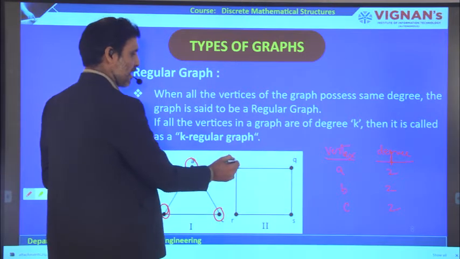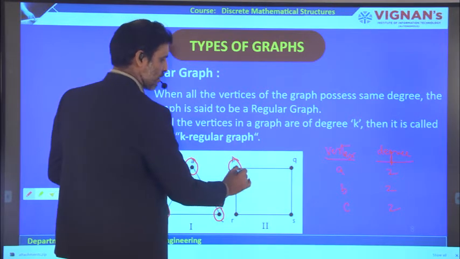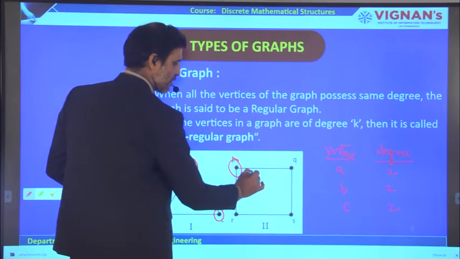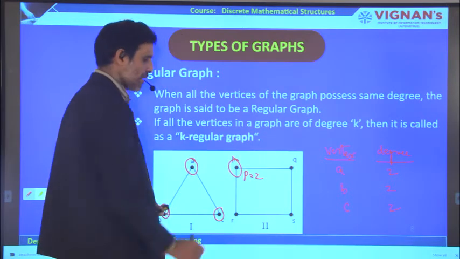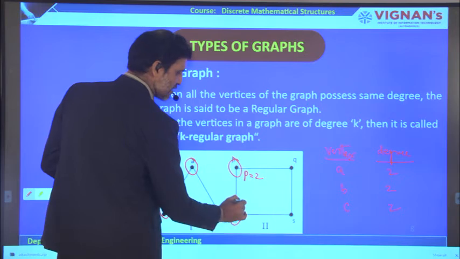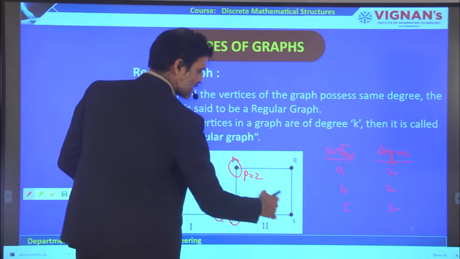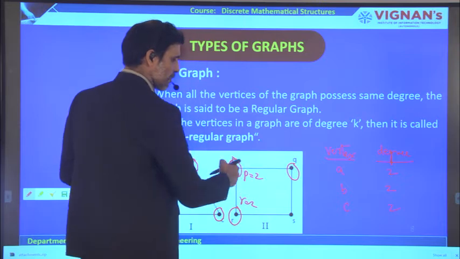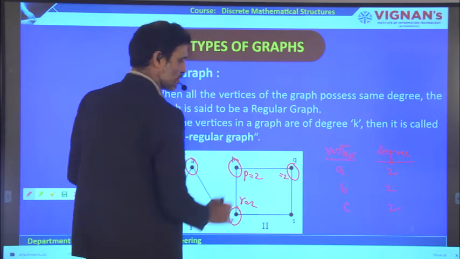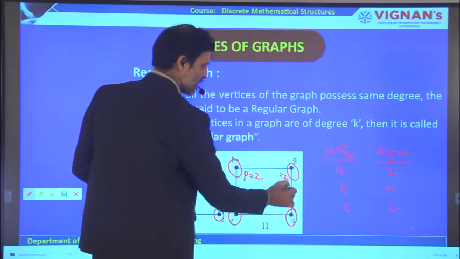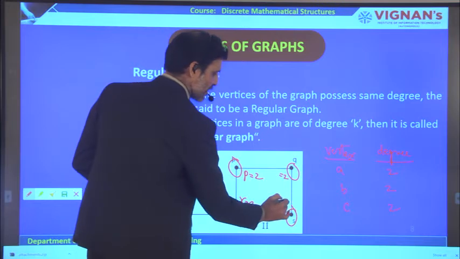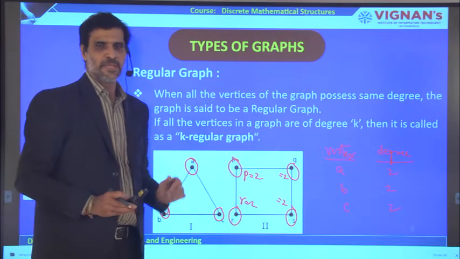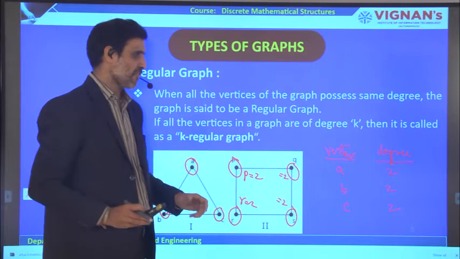In a similar way, take this graph. What are the adjacent vertices for P? Q and R. So the degree of P is 2. Similarly for R, what are the adjacent vertices? S and P. And for Q, what are the adjacent vertices? P and S, so the degree is 2. Similarly for S, the adjacent vertices are Q and R, therefore the degree is 2. Every vertex has the same degree, therefore it is called a regular graph.